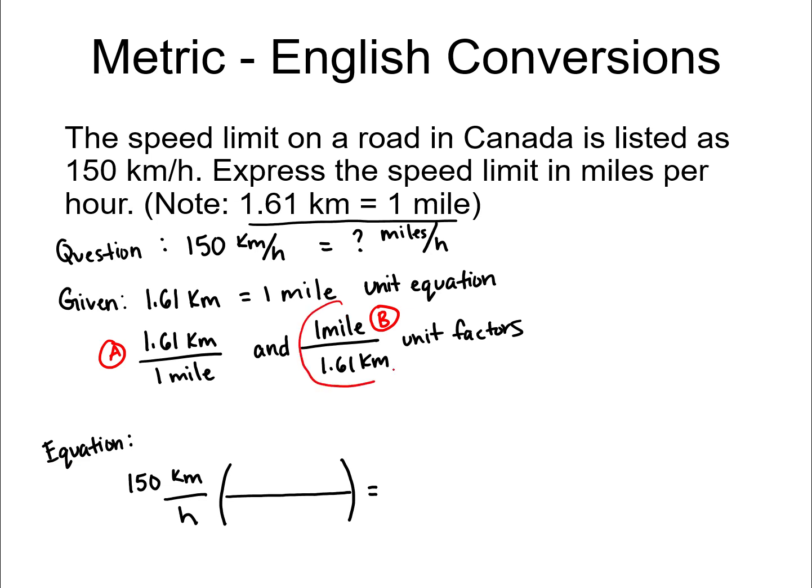We're going to use B. We want kilometers in the bottom. You cancel that out. And we've got miles in the top. So when you put this into your calculator, it's just 150 divided by 1.61.